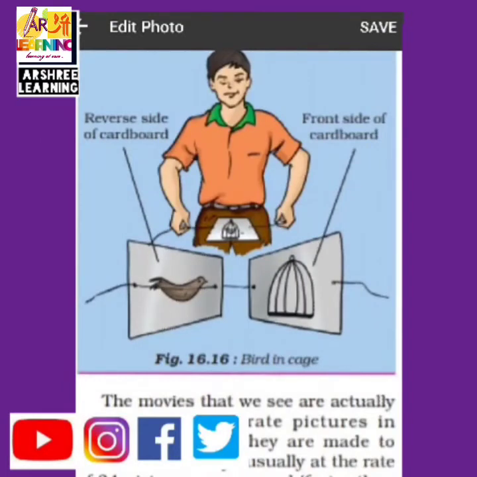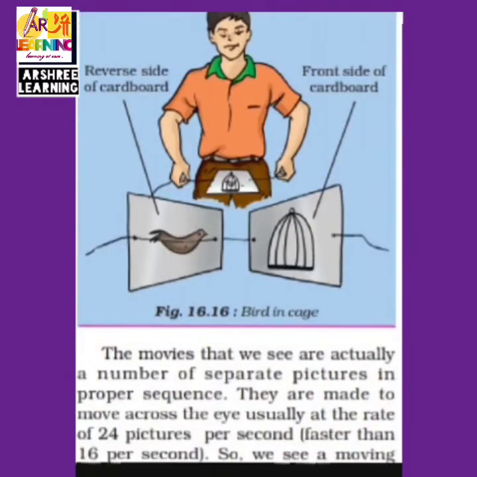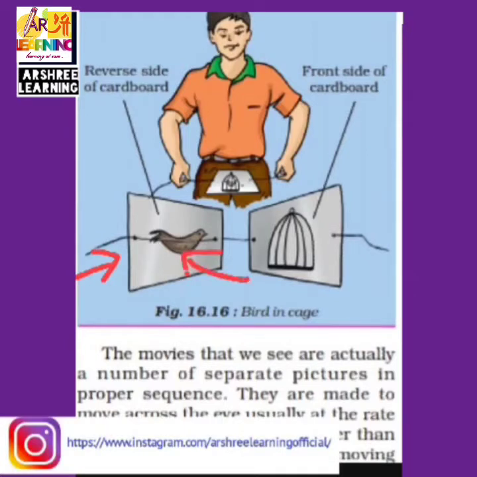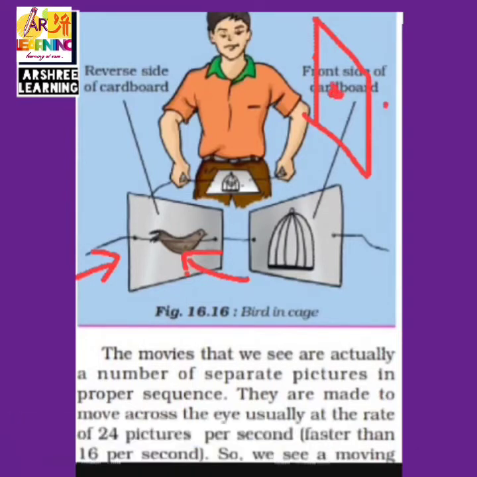There is a paper card shown. On one side of the card a bird is shown, and on the other side a cage is shown. Now if you turn this card, where one side is the bird and the other side is the cage, and you rotate it fast, it is just like there is a card, on one side it is something and on the other side it is something else.